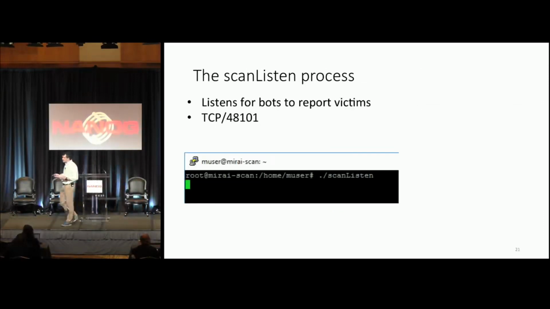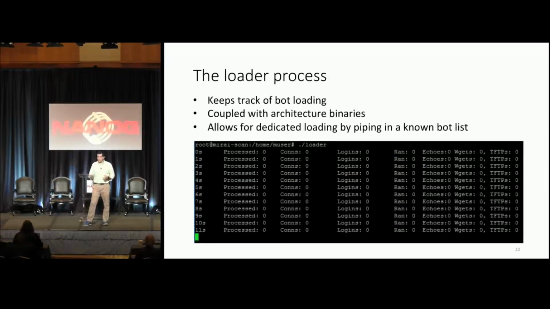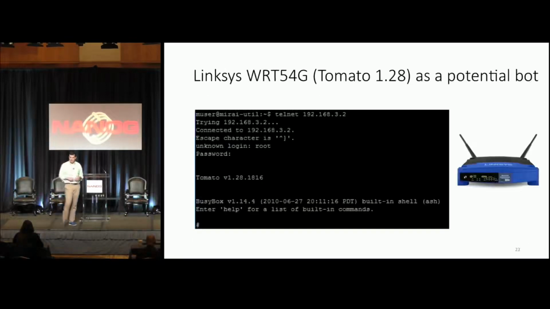I didn't do too much with this, but this is the scan listen process, which you have to start. It listens by default on TCP 48101, and this is the one listening for the reporting of what's working out in the network. The loader process, I will give another good example of this, but its job is to keep track of the bot loading. So you can see in here how things are loaded. The two primary ways are wgets from the bot itself and then TFTP as well. It also allows for piping in a list of IP addresses to the loading process. That's how I mainly did this stuff.